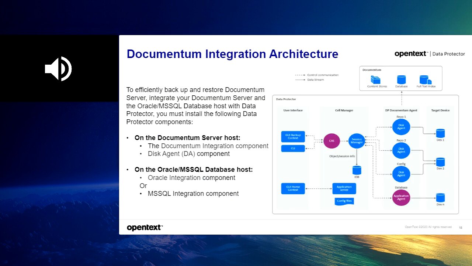So when we look at the architecture from a Data Protector perspective, as I mentioned, we have to look at 3 different areas. So we've got the Documentum server itself, which we use the Documentum integration component on. So I mentioned an SQL agent or an Oracle agent or an application agent. So what we have is a Documentum application agent, and that's used to back up the Documentum integration itself. We also, on the same server, have to have the disk agent component. The disk agent component is used to back up the file system, and we'll talk through this a little bit more on the next slide.